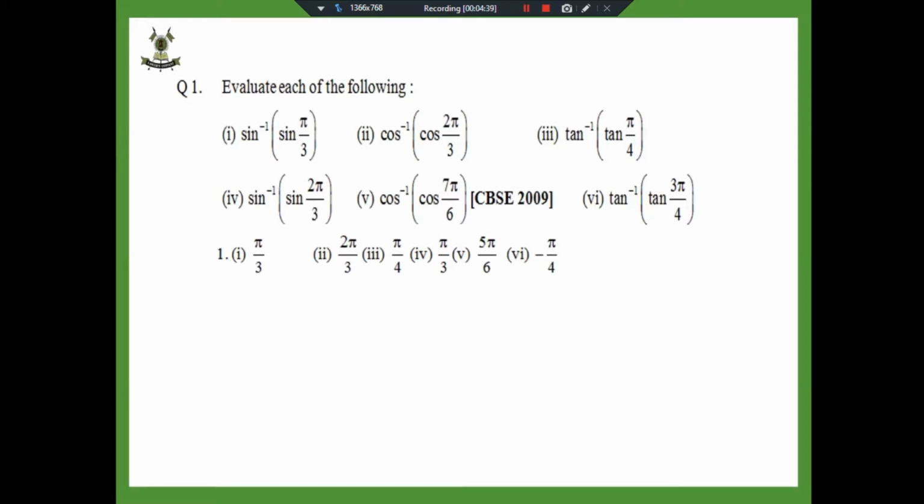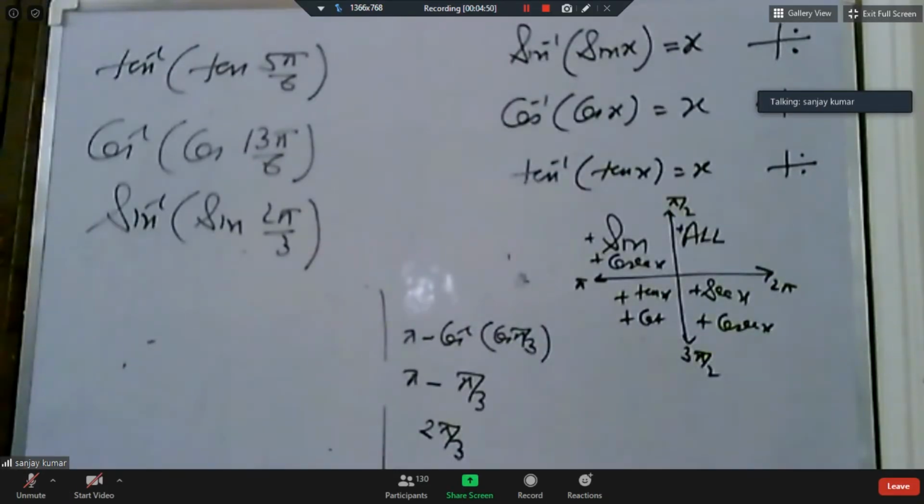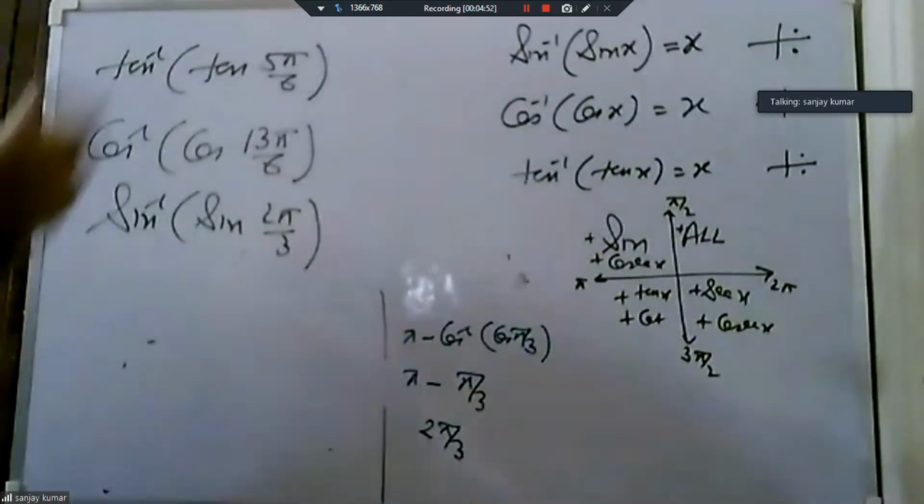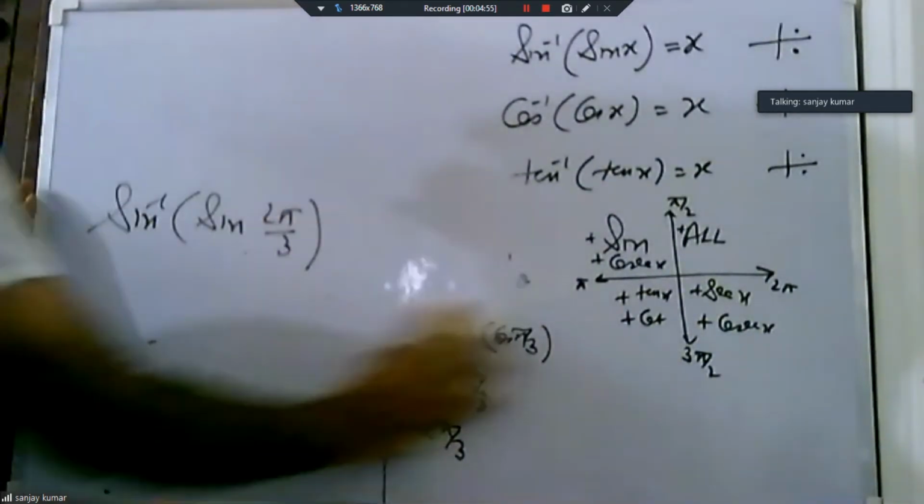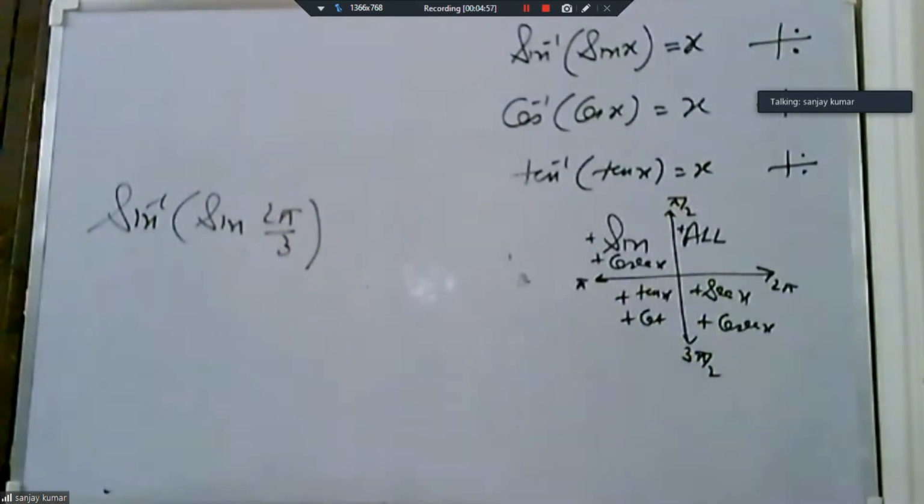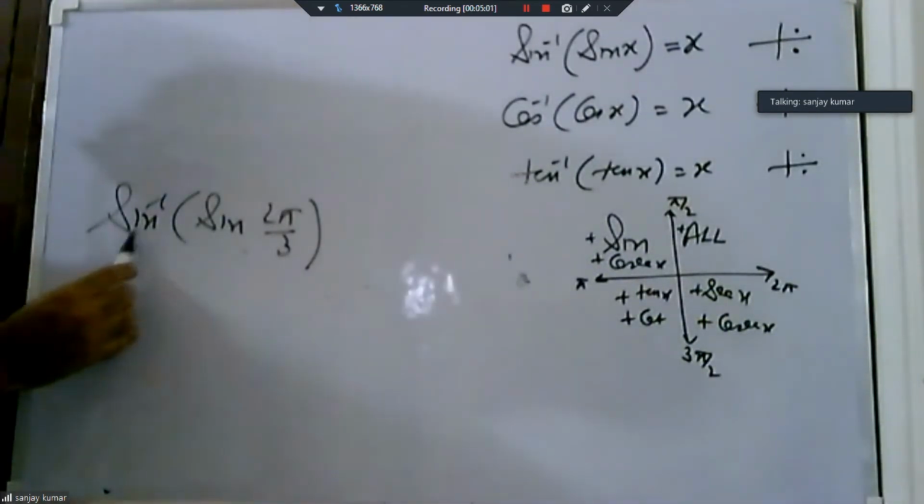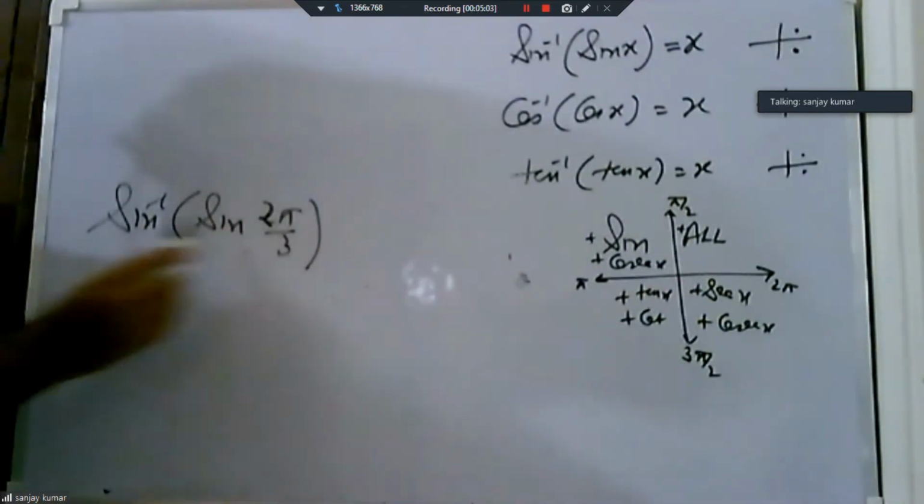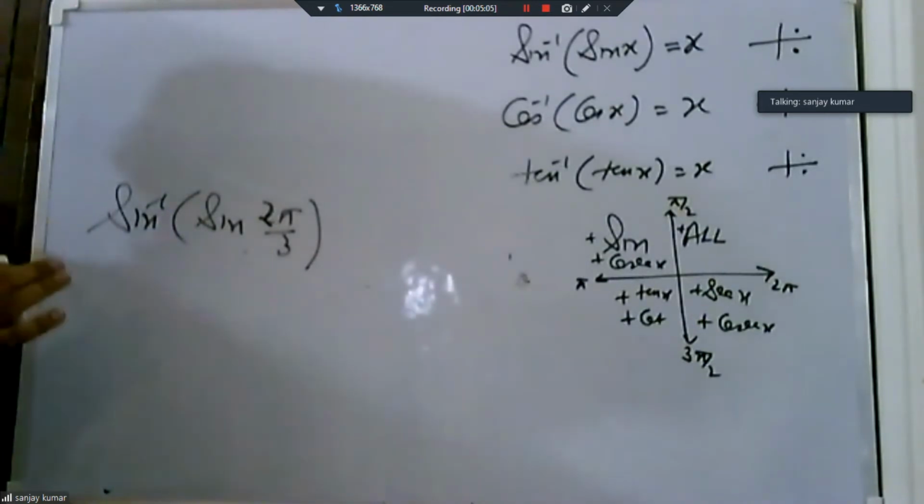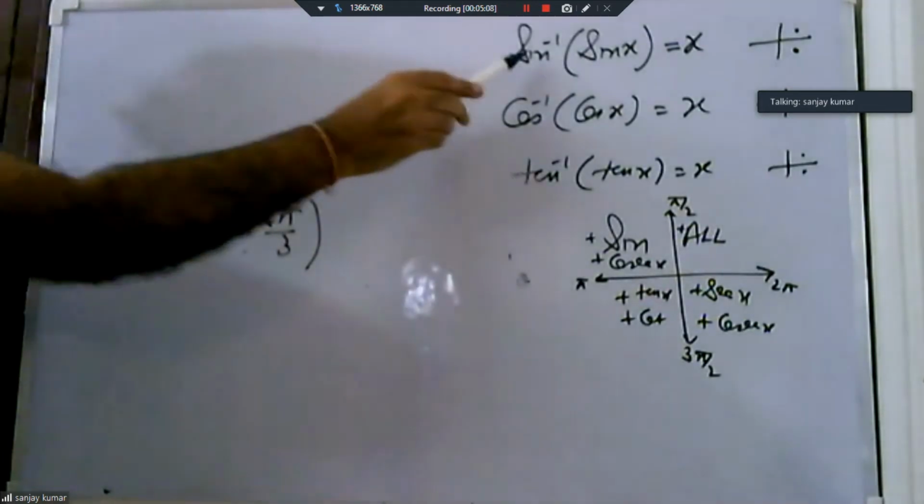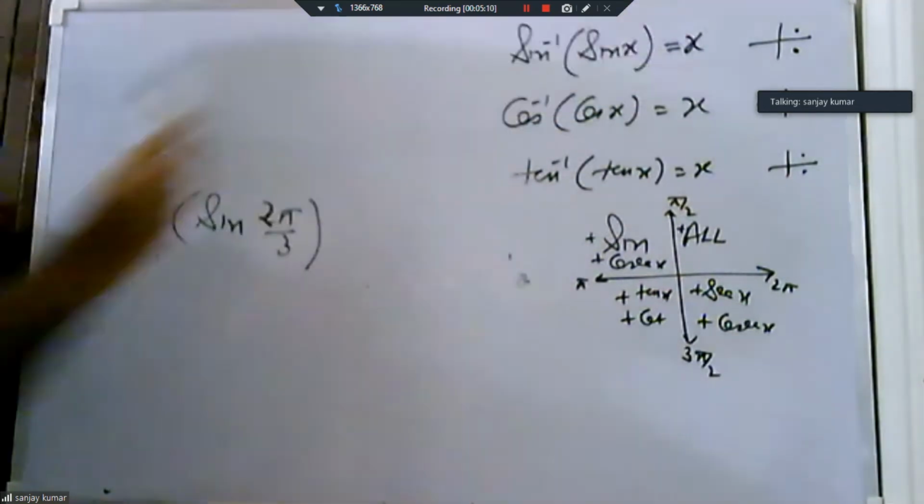Okay. Now the fourth part, this is sine inverse of sine 2 pi by 3. Look, this was the question. Now what we do here, this is 2 pi by 3. Again the same problem: sine is not cancelled with sine because it is 2 pi by 3. 2 pi by 3 is not in the first quadrant. 2 pi by 3 is in the second quadrant, so it cannot be cancelled. The sine is cancelled only when you have the first and the fourth quadrant.